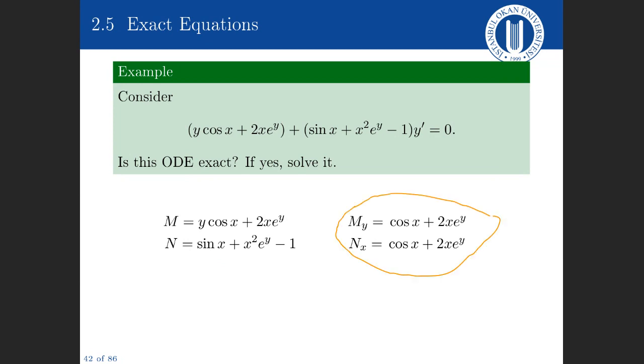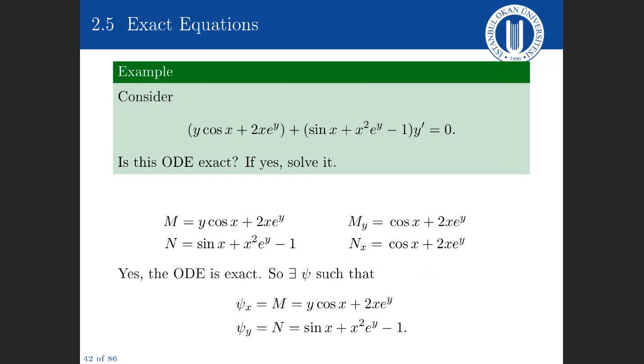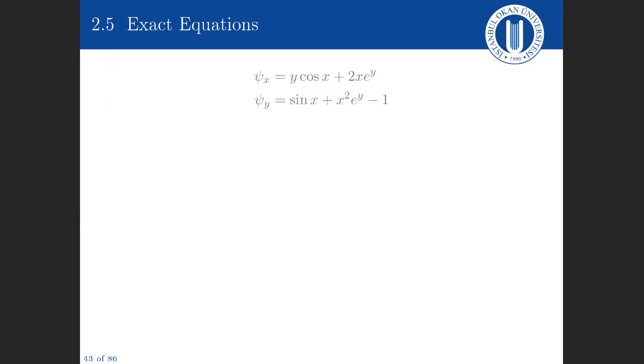And these are the same. My is equal to Nx, so therefore this differential equation is exact. That means we can solve it. That means that it's possible to find a special function xi such that xi x is M and xi y is equal to N.